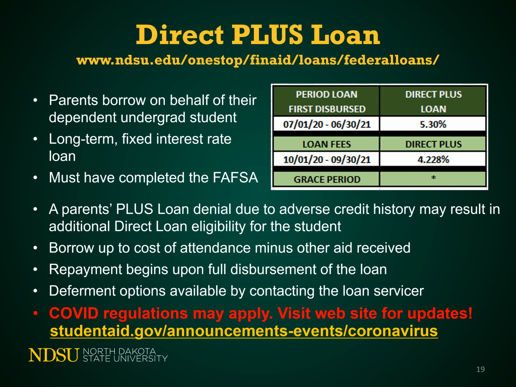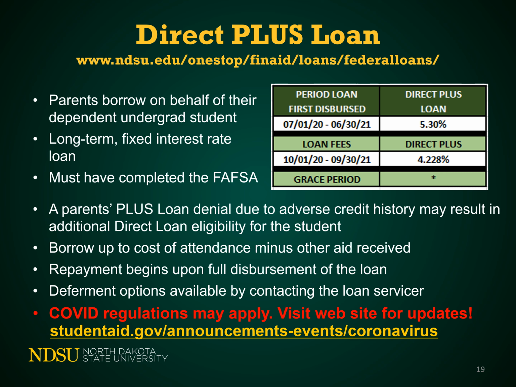Earlier, I briefly mentioned a federal loan option for parents to borrow on behalf of their dependent undergraduate student, the Federal Direct Plus loan. This is the only federal loan offered to parents. This loan currently offers a fixed interest rate of 5.3% and includes an origination fee of 4.228%. Interest rates on federal student loans are set by federal law, not the U.S. Department of Education. In order to take out this type of loan, the student is required to have completed a FAFSA.